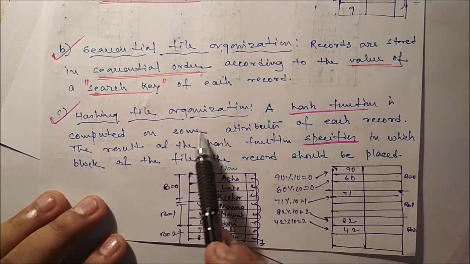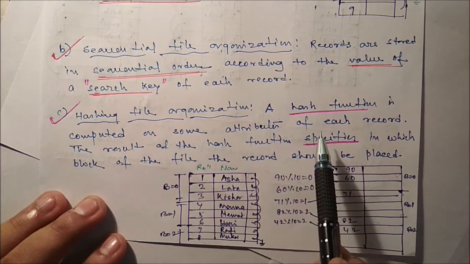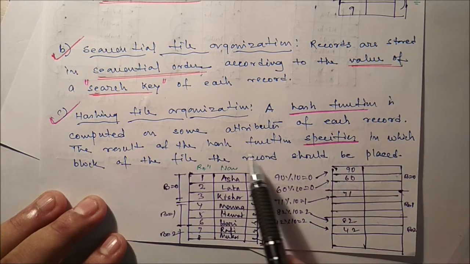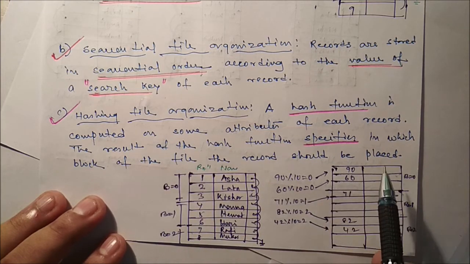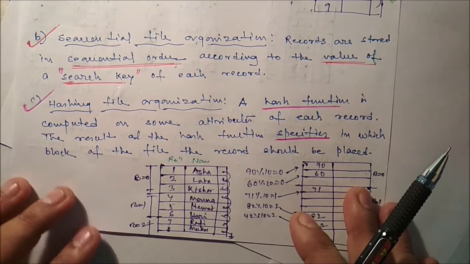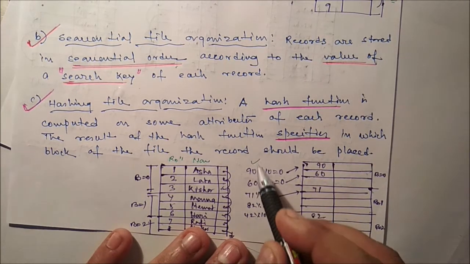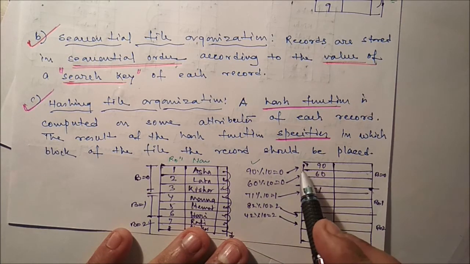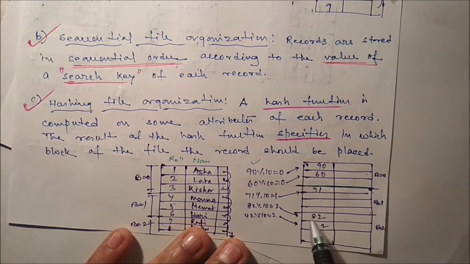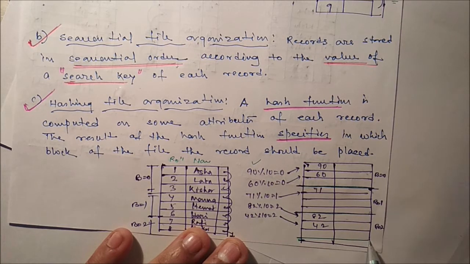Next is hashing file organization. A hash function is computed on some attribute of each record. The result of the hash function specifies in which block of the file the record should be placed. We already know what a hash function is. Here we use a simple hash function. Suppose the roll number is 90. First of all, look at this particular memory file. Here we divide the file into blocks, as you already know. This is block 0, this is block 1, next block 2, and so on.